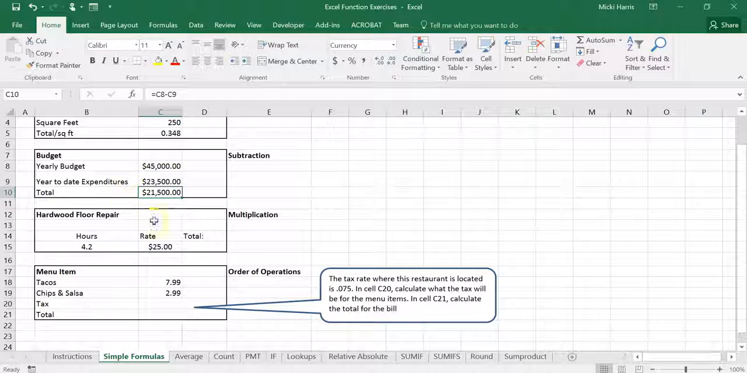Go back and look at that formula. You'll notice that the result is in the worksheet, but the formula is in the formula bar. So this is why it's called the formula bar.